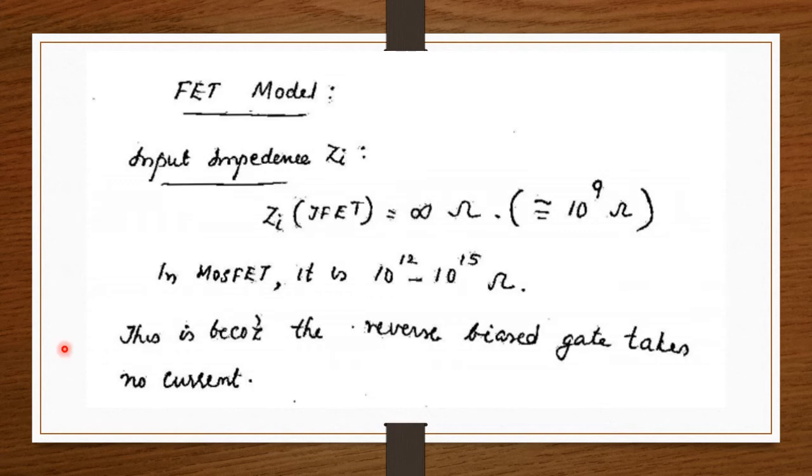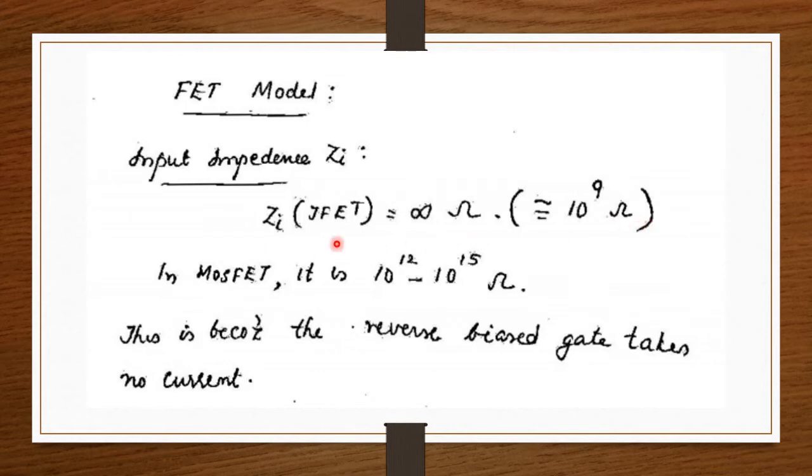Hello students, in this video we will be discussing the small signal model of JFET. First of all we discuss the input impedance Zi. Zi of JFET is infinite ohm. It is approximately equal to 10 raised to 9 ohm.